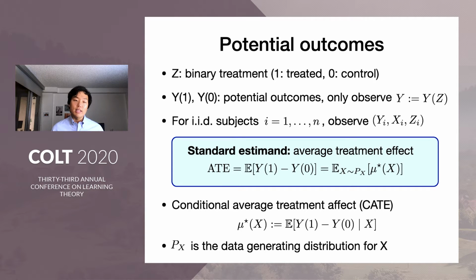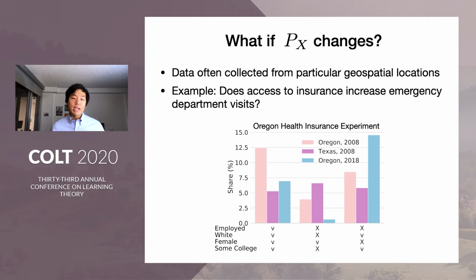Now, again, the ATE is the average of the CATE under the data generating distribution for the covariates, which we're going to denote by P sub X today. Now, the ATE is only the right measure of treatment effect if the underlying data generating distribution is actually representative of the overall population of interest. However, data collection is often quite messy, and it's done on a handful of geospatial locations at a particular point in time.